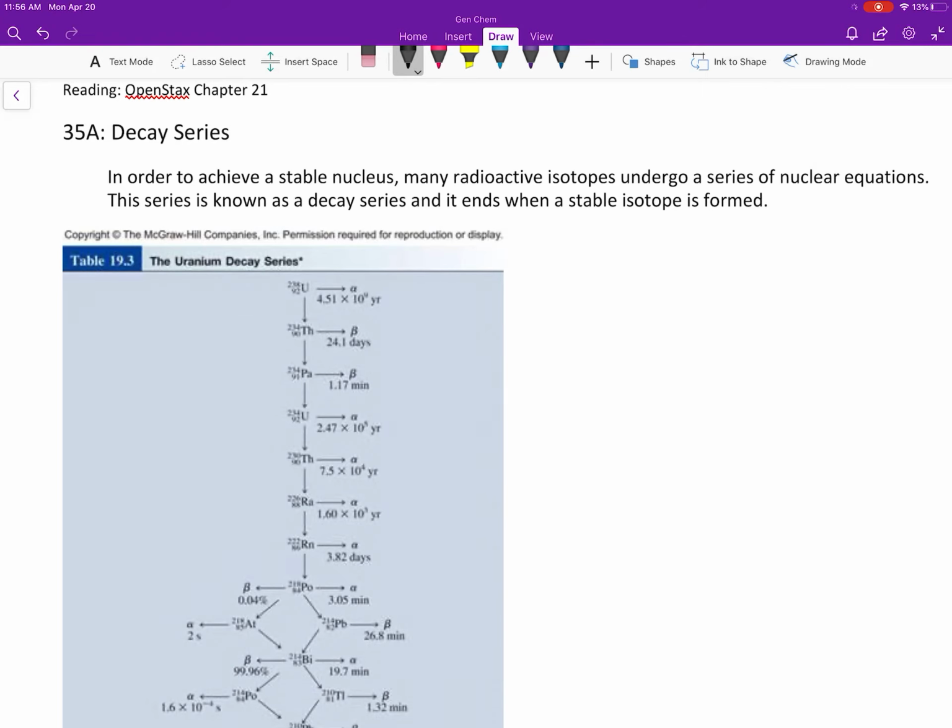In a few lessons back, maybe two, I may have mentioned something about the stability of lead. In order to achieve a stable nucleus, many radioactive isotopes, remember these are ones that are greater than 83, will undergo a series of nuclear equations. This series is known as a decay series, and it ends when a stable isotope is formed. That stable isotope is usually lead.